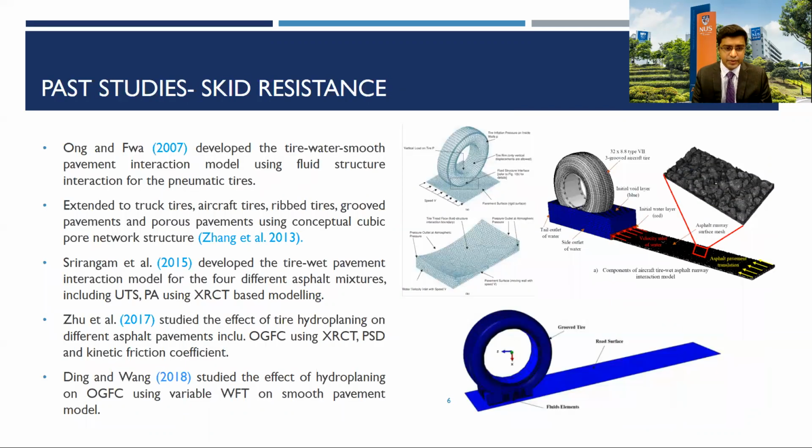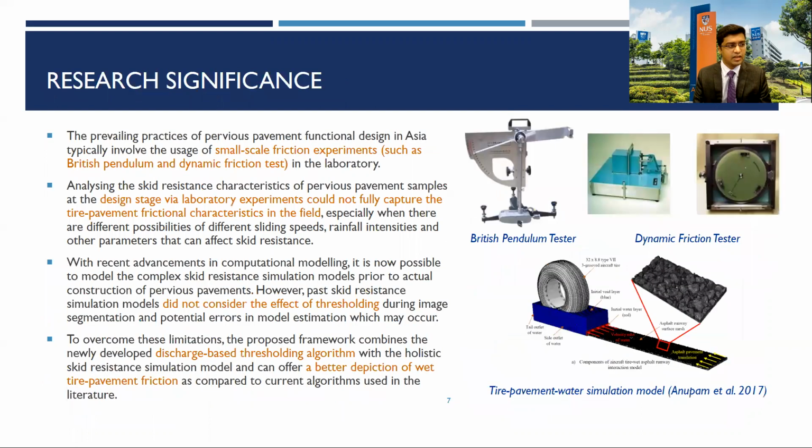Next is the literature review on skid resistance simulation modeling. At first, Kong and Ford developed the tire pavement interaction model using fluid structure interaction tools for pneumatic tires. Later, the developed model was extended to different kinds of tires and pavements, including pervious pavements. Srirangam et al. first introduced the usage of XRCT-based scanning in the field of tire pavement interaction studies. Later, the developed model was extended by Xu et al. to include the kinetic friction coefficients.